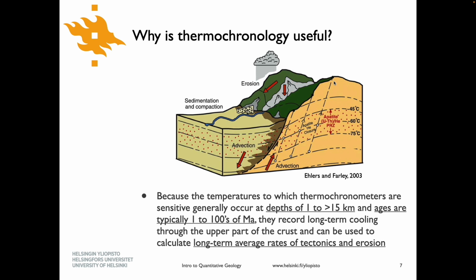And what you'll see is that there's relationships where you have younger thermochronometer ages in places where you have young topography or actively eroding mountains, and much older ages in places where there's slower rates of erosion or less tectonic activity. And the interest of low temperature thermochronology is to basically be able to study these kind of tectonic and erosional processes over long time scales.